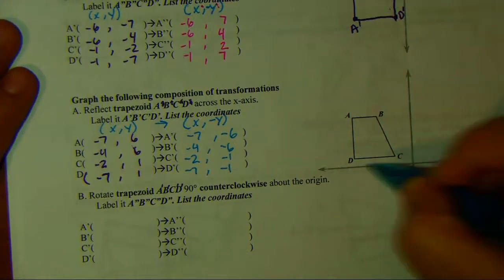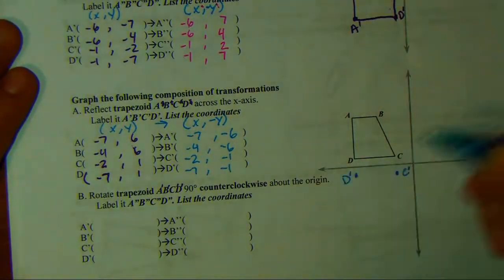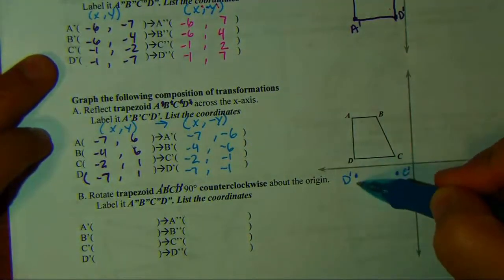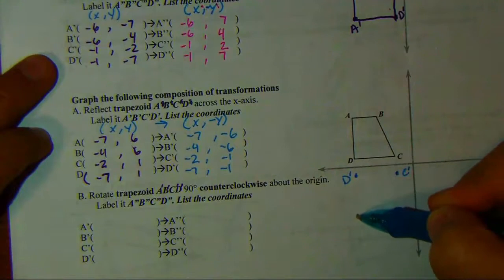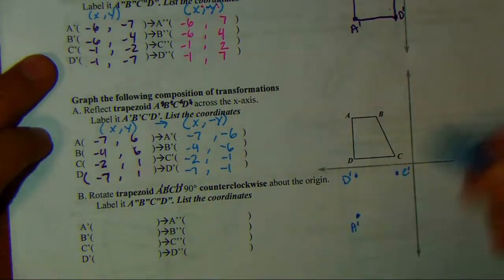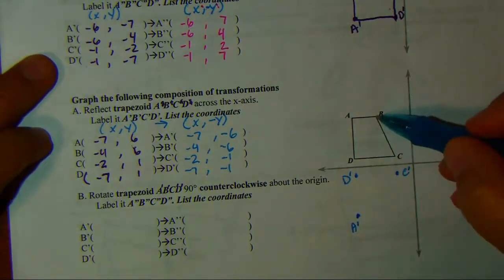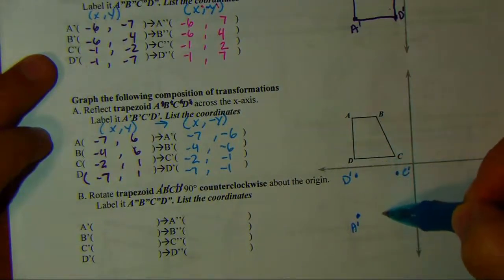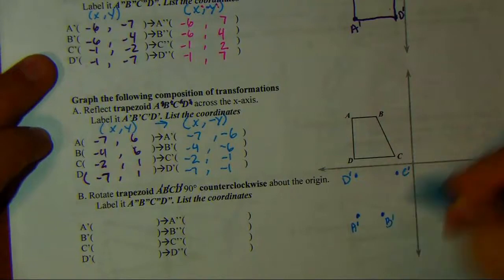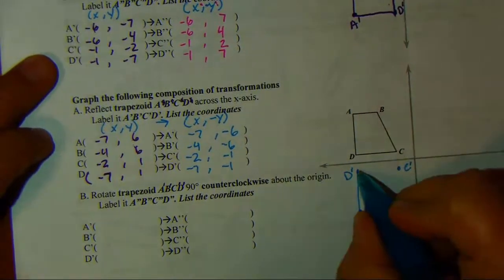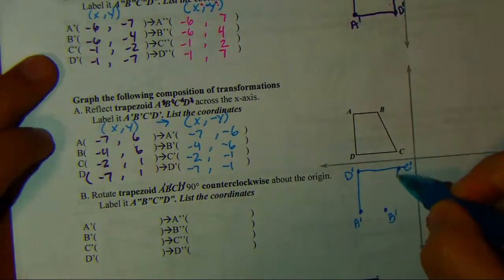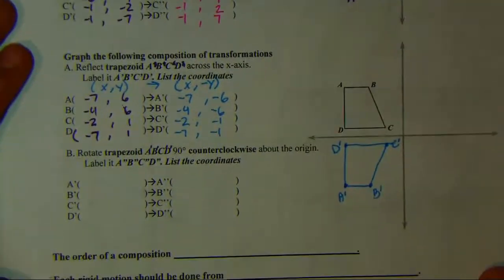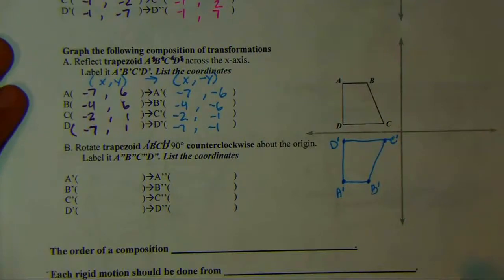This will be my C prime. This will be my D prime. My A prime is at (-7, -6) now, so 2, 4, 6. Here's my A prime. And then my B prime is going to be at (-4, -6), so 2, 4, 6. Here's my B prime. Connect my points. Oops, went a little too far there for the C, but it's okay. There's my reflected trapezoid now. Okay? There it is, right there.